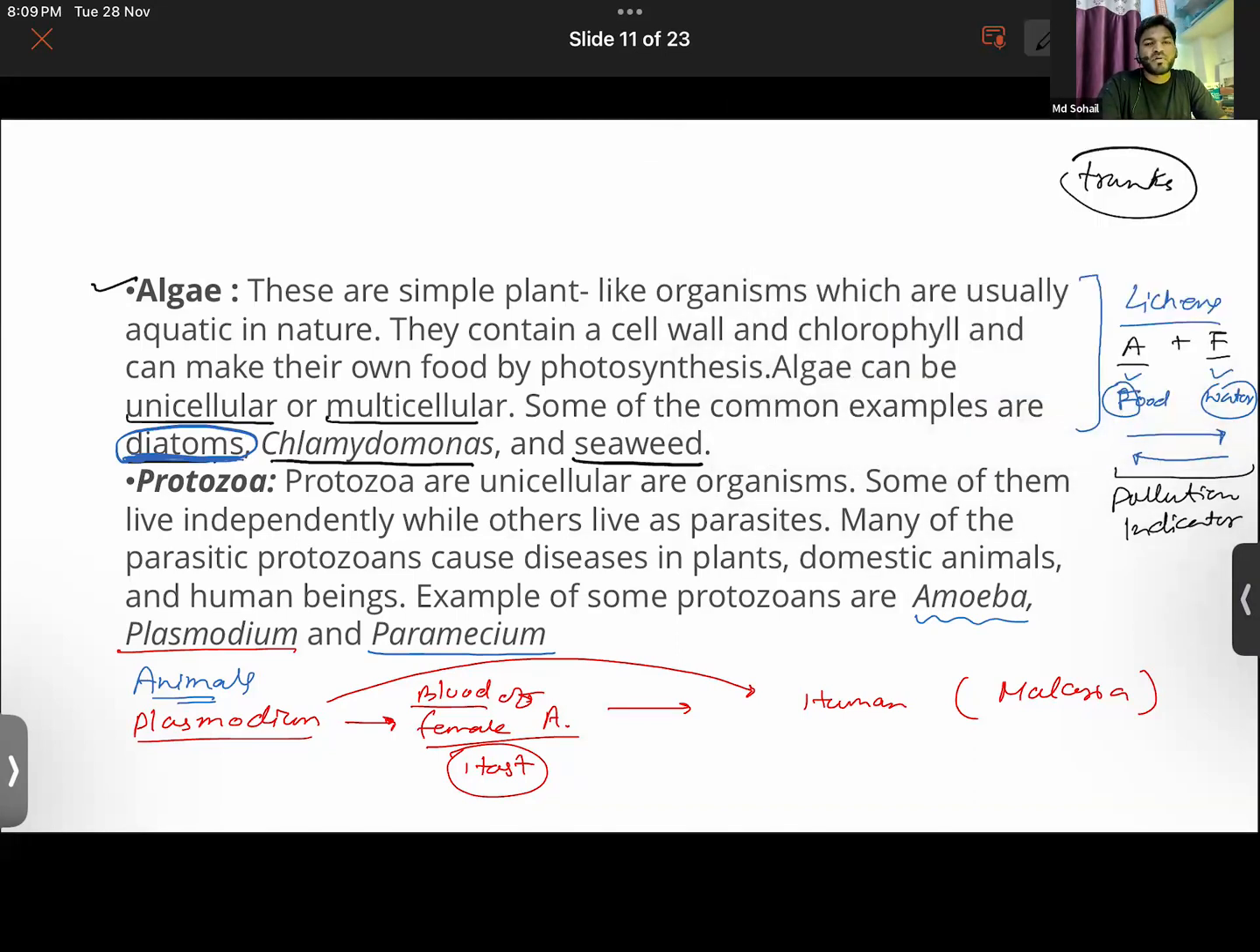About Hydra, I'm not entirely sure. Hydra, I think they are animals, that is correct. But the thing is, with Hydra, we have to check whether they are unicellular or multicellular. They are unicellular. If they are unicellular, I think they are also protozoa.